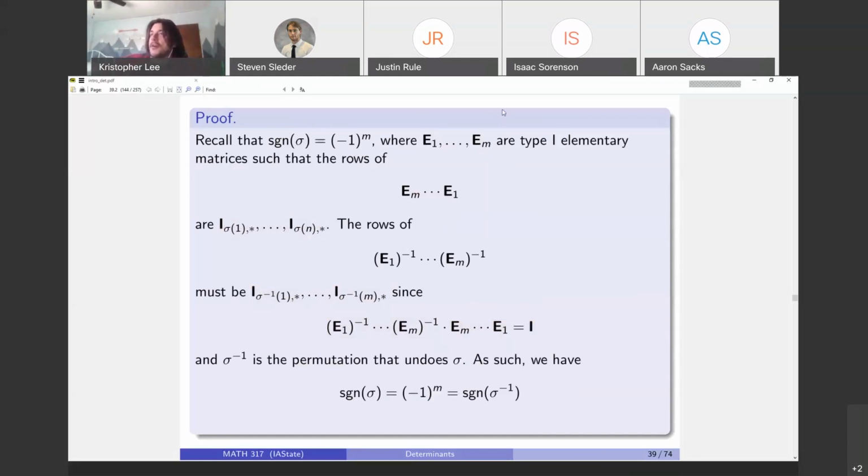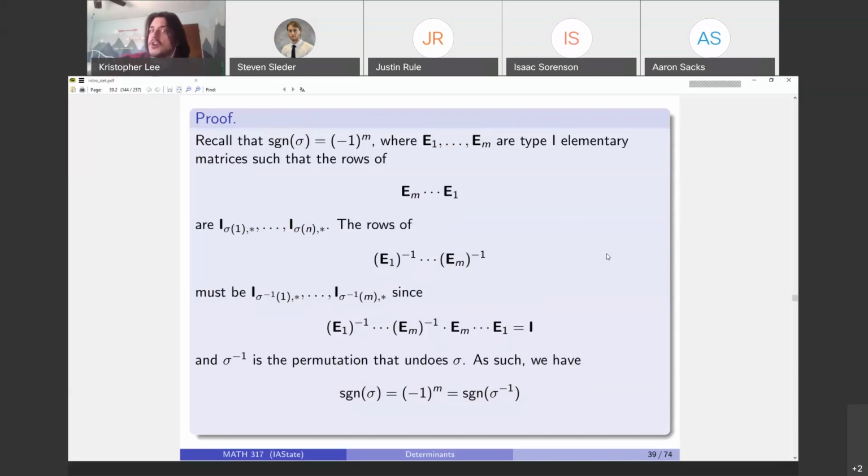So in other words, the number of row operations that transform these into the identity must be m as well. And so there we go. The sign of sigma and the sign of sigma inverse must equal each other. Right, since here the number of maneuvers to create the matrix with those as its rows is precisely m. So it must be the same number. Oh, hooray! We did it.